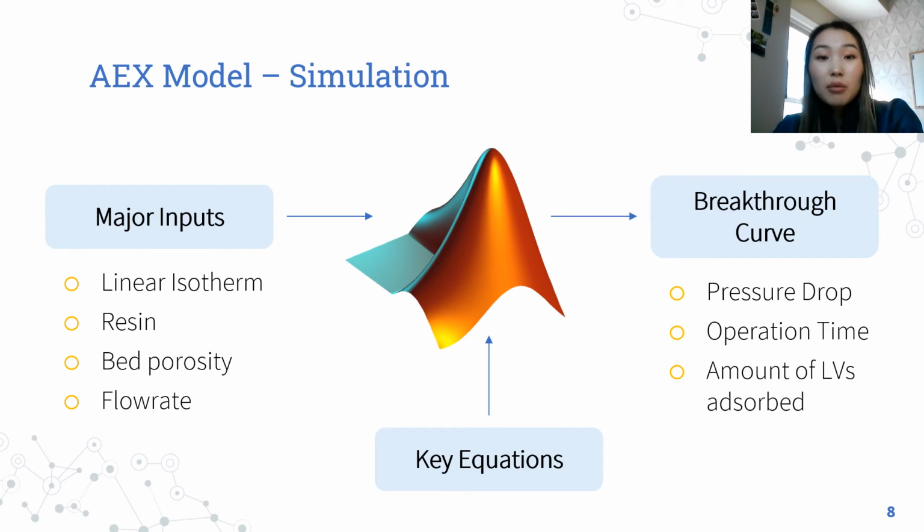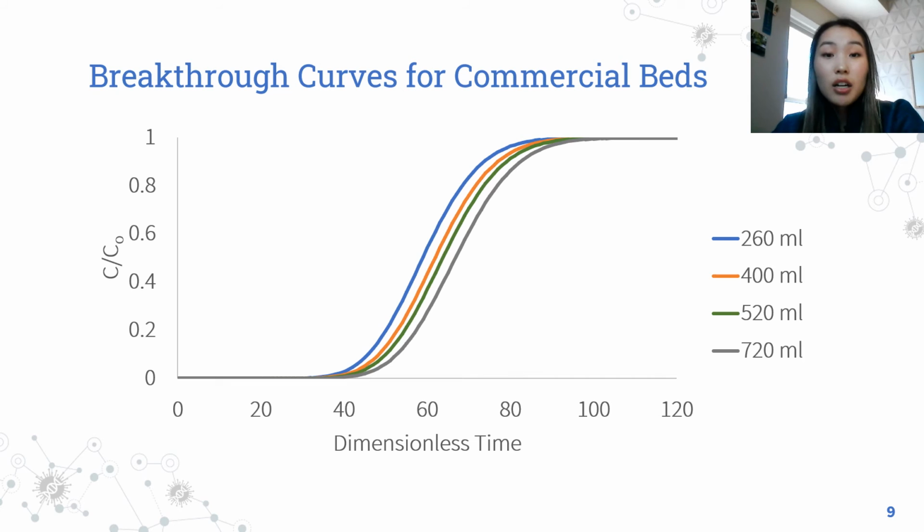Along with the equation, the major inputs affecting my model were the linear isotherm, choice of resin, bed porosity, and flow rate. So, using the Klinkenberg equation, the code generates breakthrough curves that I can use to calculate operation time and amount of LVs adsorbed. Due to the limited data on LVs, I used the linear isotherm for water viruses. As can be seen from the graph, I looked at 4 available commercial bed volumes and their breakthrough curves.